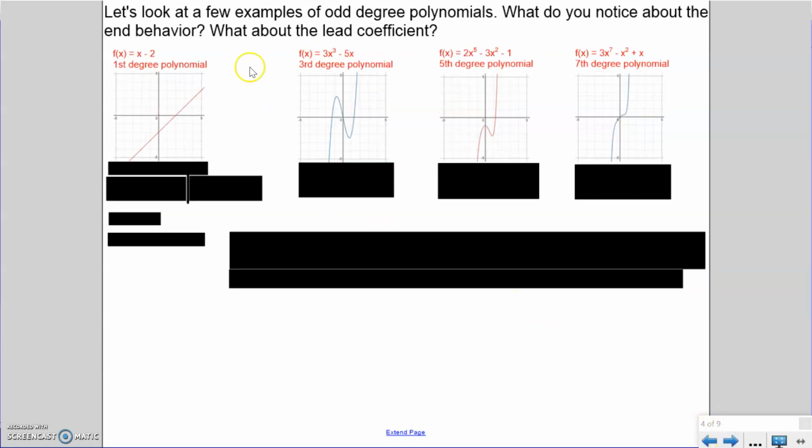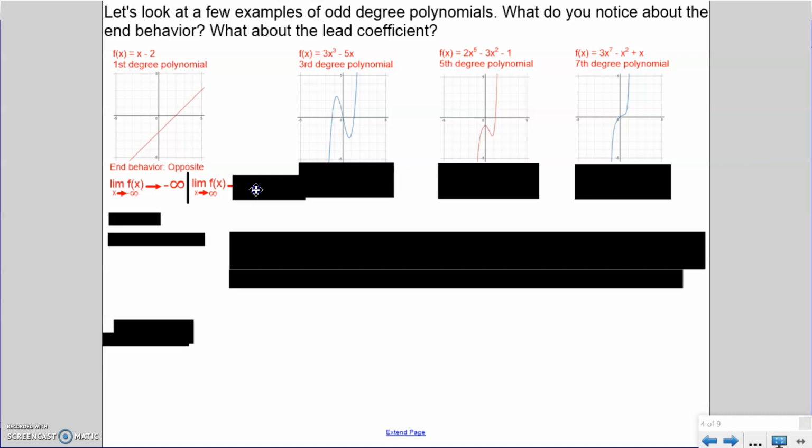All right, let's look at a few examples of some odd degree polynomials. What do you notice about the end behavior, and what do you see about the leading coefficient? So the first one is f of x equals x minus 2. That is the 1st degree polynomial, or y'all might call it linear. If we go left, well, y goes down. If we go right, y goes up. So the end behavior is what we call opposite. So the limit of f of x as x goes to the left to negative infinity, y goes down to negative infinity.